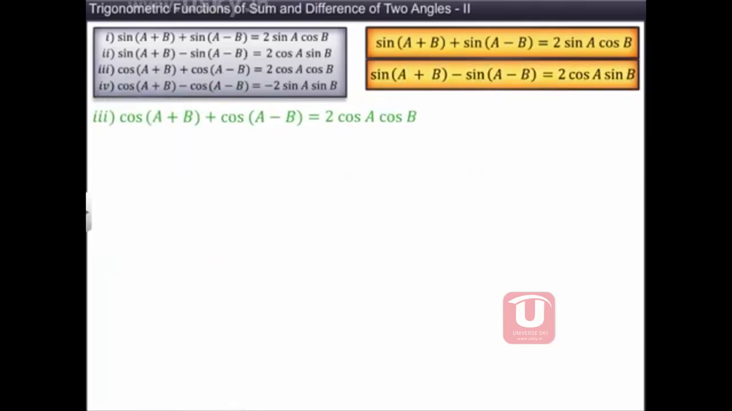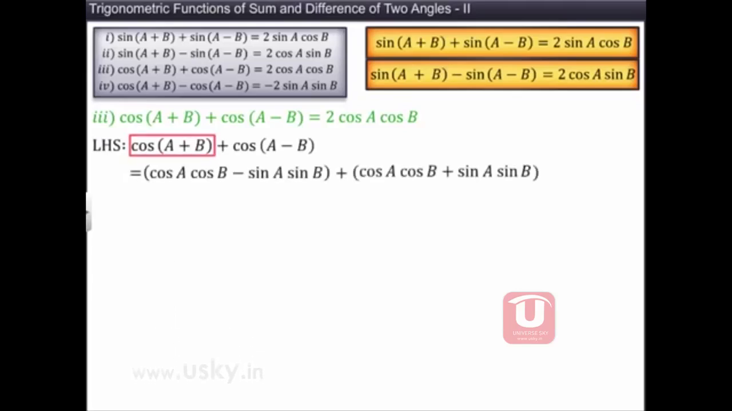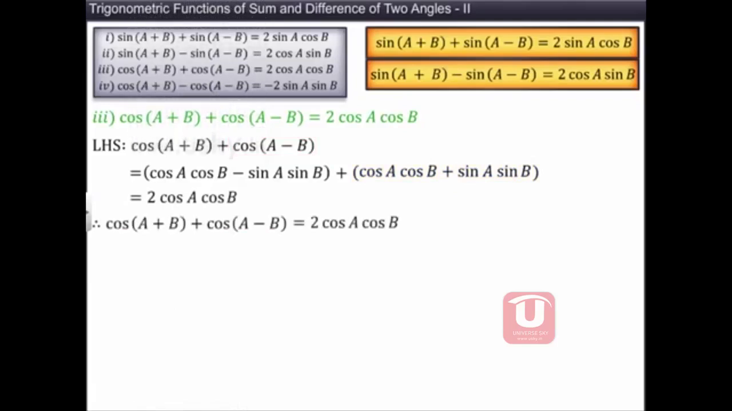The third is cos of A plus B plus cos of A minus B is equal to 2 cos A into cos B. Consider the left-hand side. Cos of A plus B is equal to cos A into cos B minus sin A into sin B. And cos of A minus B is equal to cos A into cos B plus sin A into sin B. On simplifying, we get 2 cos A cos B. Hence the result.